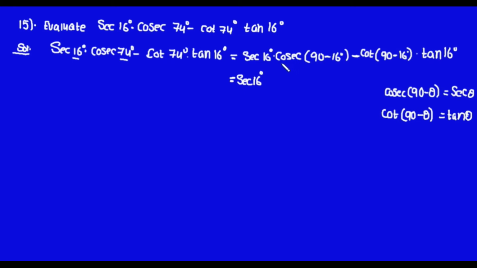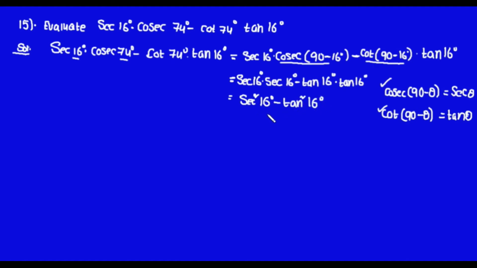In the above step, we can write cosecant of 90 minus 16 as secant 16 degrees and cot of 90 minus 16 degrees as tan 16 degrees. Then we will get secant 16 degrees multiplied by secant 16 degrees minus tan 16 degrees multiplied by tan 16 degrees. On multiplying, we will get secant square 16 degrees minus tan square 16 degrees.